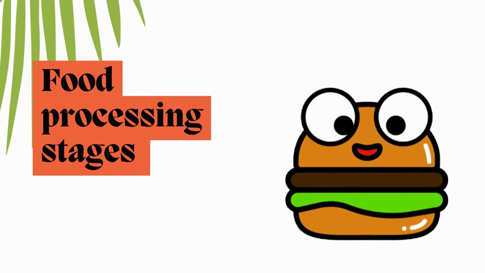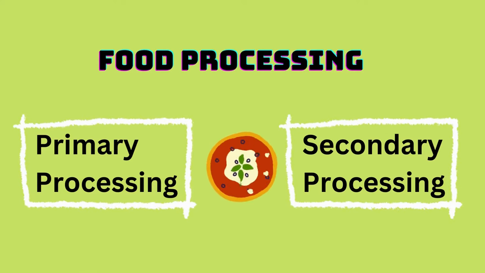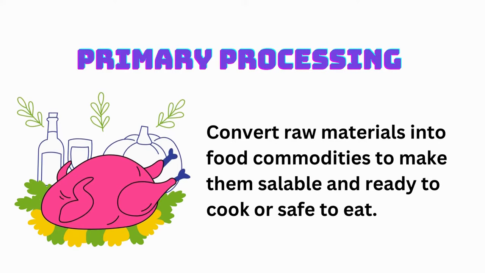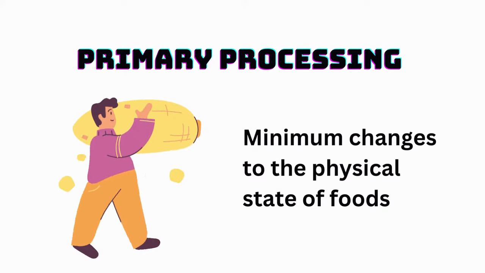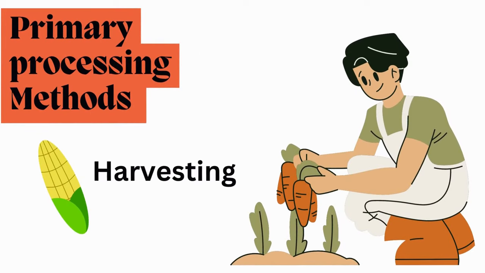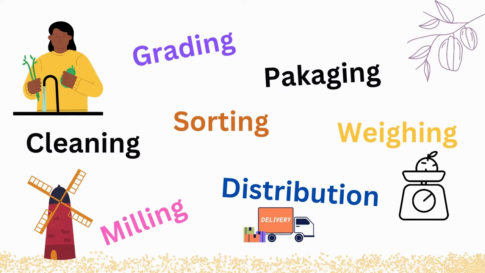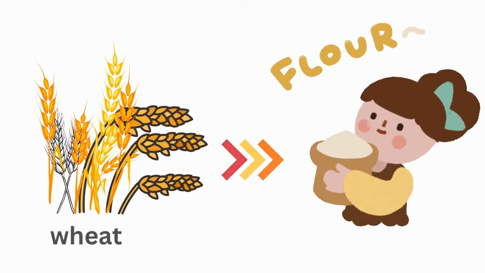Next, what about the food processing stages? Do you have any idea? Well, food processing can be divided into primary processing and secondary processing. In primary processing, we are converting raw materials to food commodities to make them saleable and ready to cook or safe to eat. In primary processing, we are doing minimum changes to the physical state of foods. Primary processing methods include harvesting, cleaning, sorting, grading, milling, packaging, weighing and distribution like unit operations. Milling of wheat into flour can be shown as an example for primary food processing.